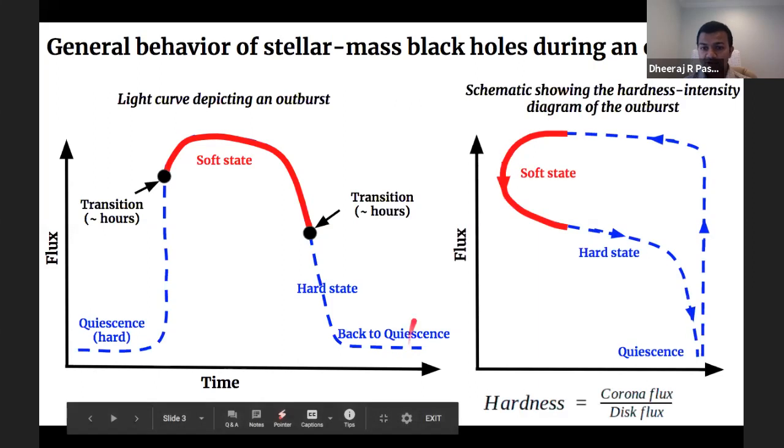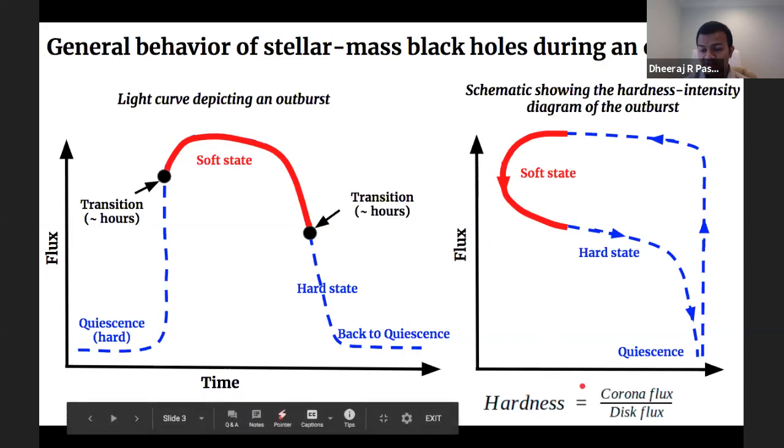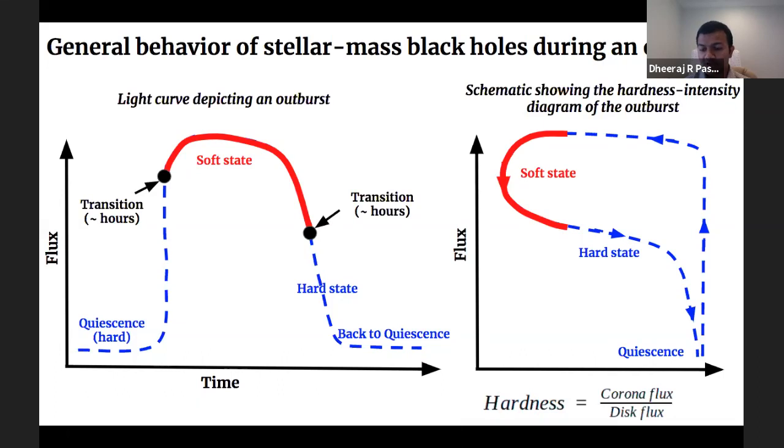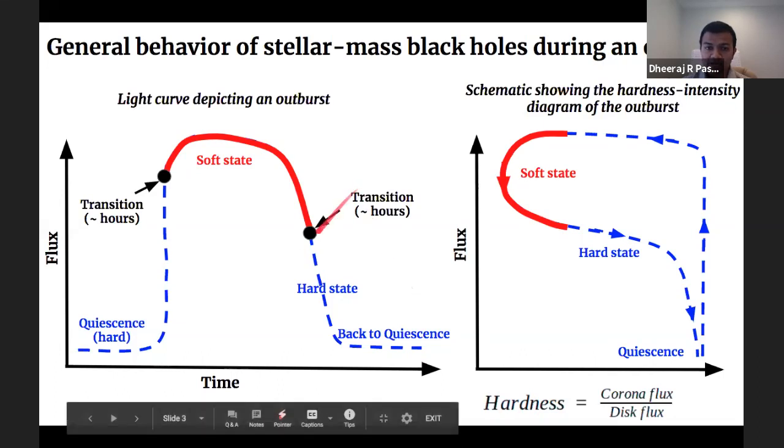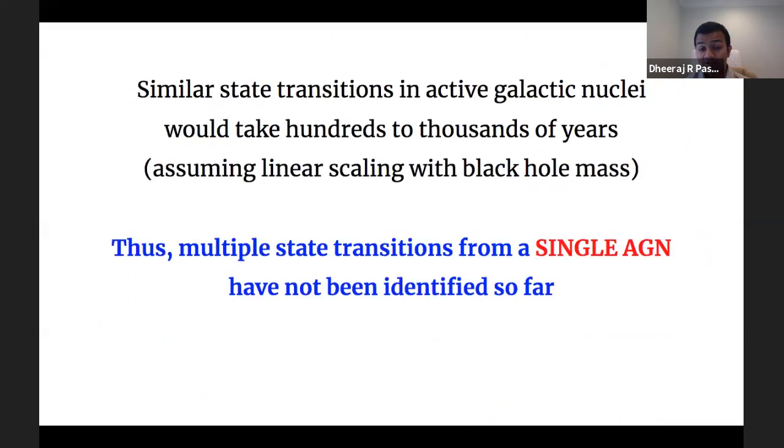The same thing can be visualized in terms of a hardness intensity diagram, where on the x-axis I've replaced time with hardness, which is simply the ratio of the flux in the hard X-ray to soft X-ray, or the corona to the disk. And what's important to note here is these transitions in stellar mass black holes happen on timescales of a few hours to a few tens of hours. If you were to scale that to supermassive black holes, you expect these transitions to happen on hundreds to even thousands of years of timescale. And that's why we've never seen any single AGN with multiple state transitions.